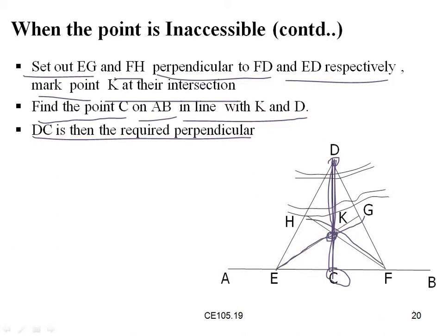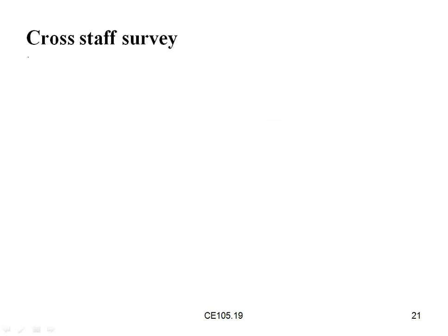Before getting here, EG and FH, how we will bisect? We should bisect with half of the radius with the help of EC. Taking E as center, bisect it, and again keeping F as center, bisect it. Wherever these points meet, that point is called K. Meanwhile, we will be extending the points H and G and D, K, C. Now the next one is cross staff survey. This is very important.